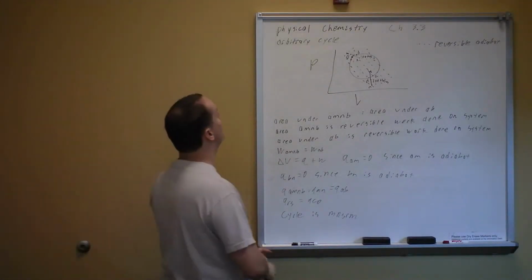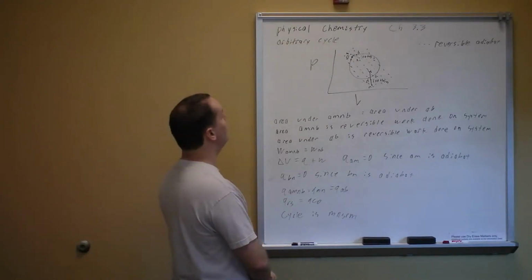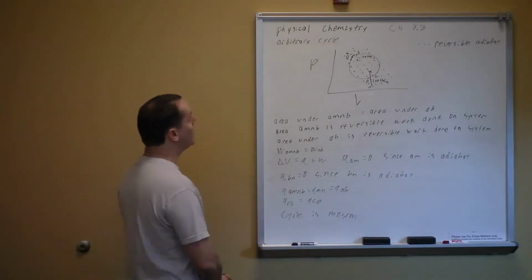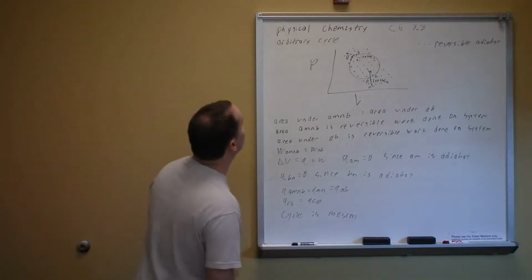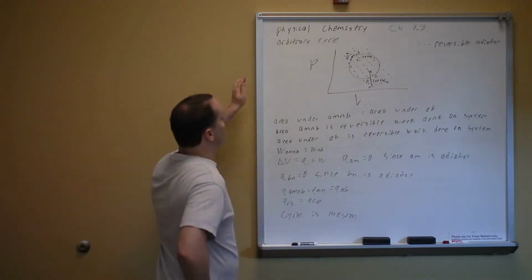Okay, now we're doing section 3.3 of physical chemistry. In the previous section we did a Carnot cycle. Now we're going to talk about any arbitrary cycle. I drew this as neatly as possible, but there's a ton of information here.